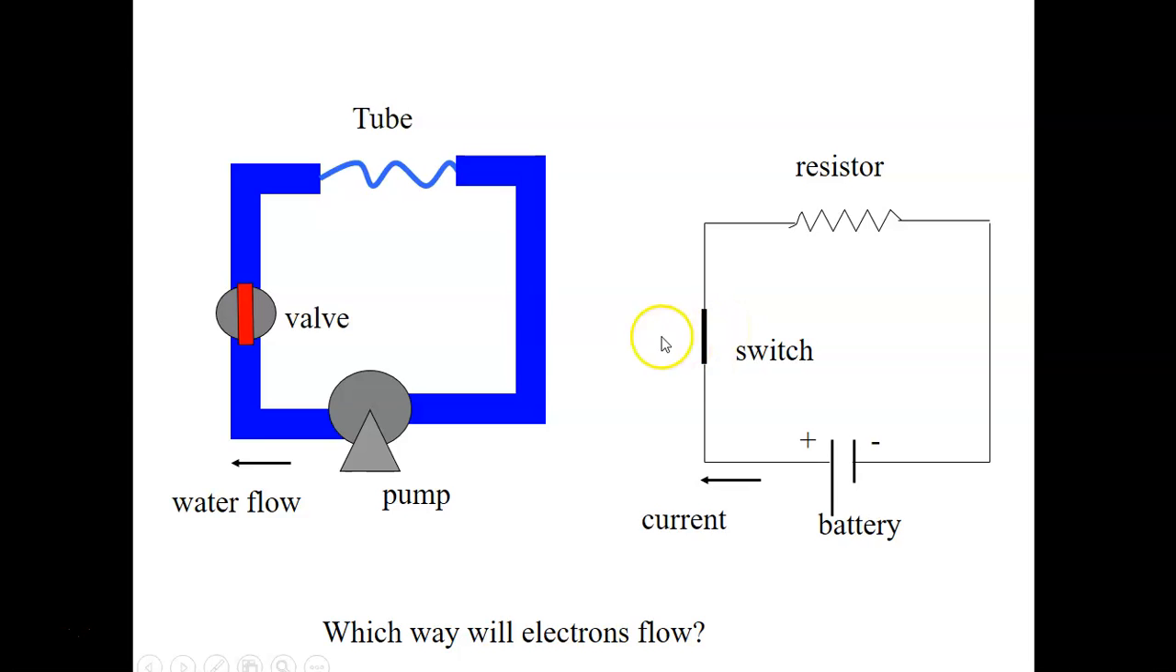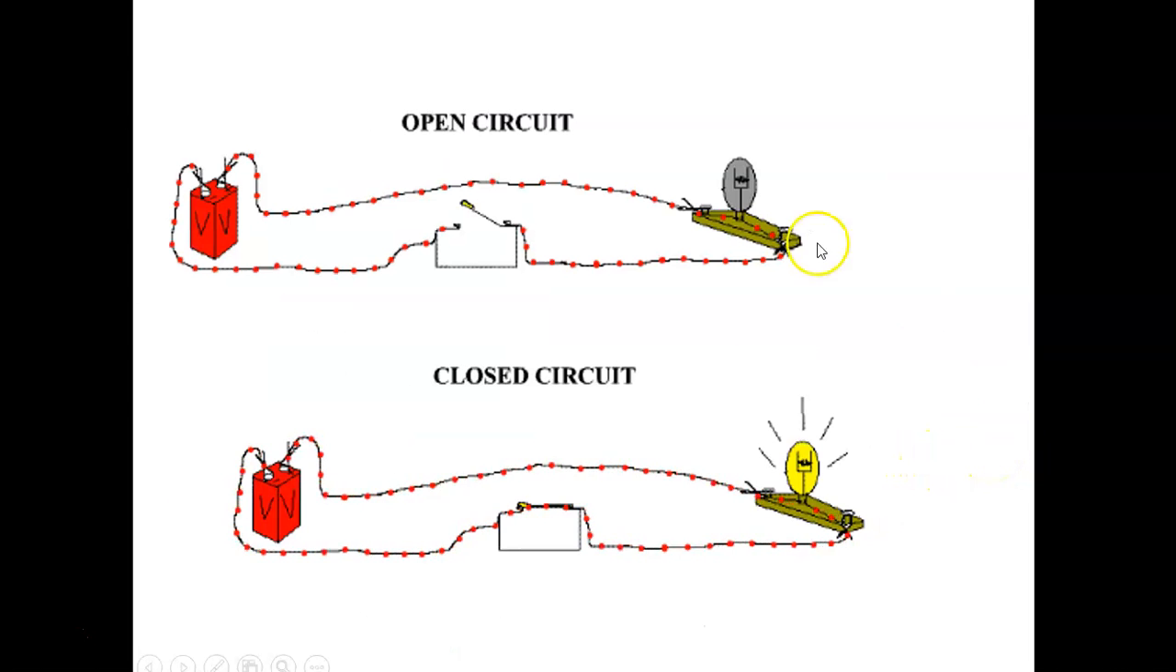Okay, so we can have water flow and we can have electrical current flow. And here we've got current flowing from the positive side of the battery, which means we're dealing with conventional current. Which way would electrons flow? Electrons would flow from the negative side of the battery around. So here we've got an open circuit, we've got an open switch. There's no current flow. Once we close the switch and we have a continuous path from one end of the battery to the other, it is considered a closed circuit.